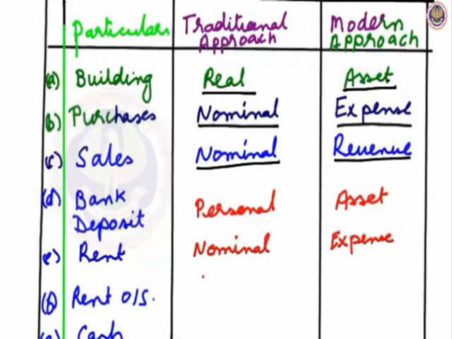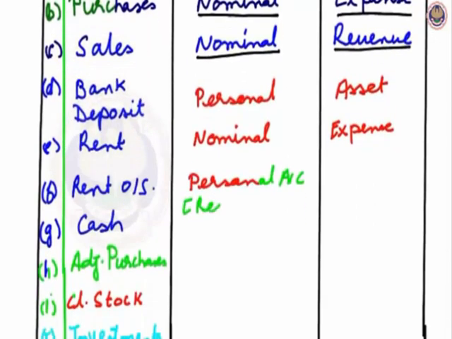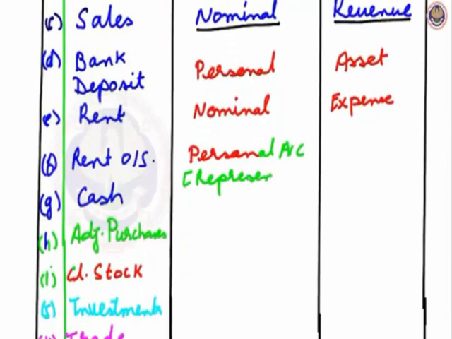Rent outstanding. As per traditional approach, it is a personal account. Personal account of which type? Representative personal account. And as per modern approach, it is a liability for the business.